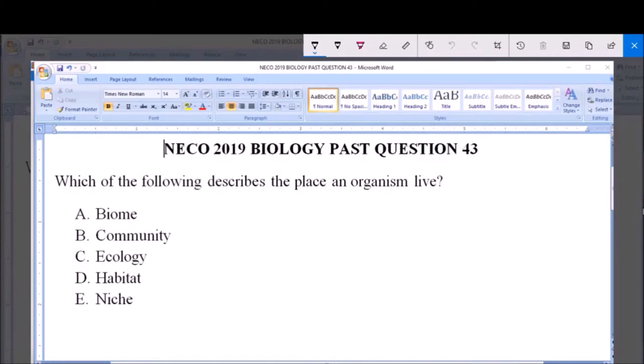Which of the following describes the place an organism lives? A. Biome. B. Community. C. Ecology. D. Habitat. And E. Niche. So let's briefly describe these options to get our answer.